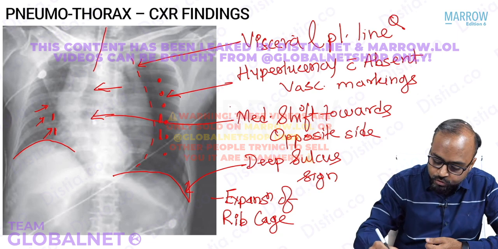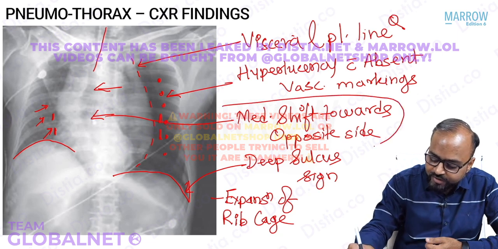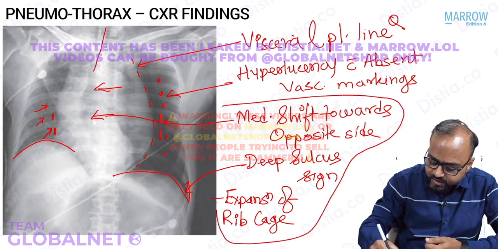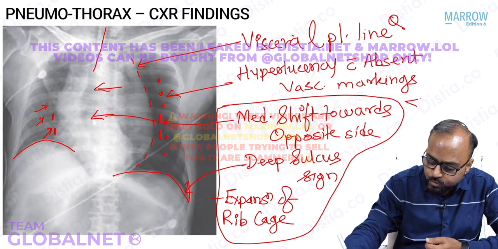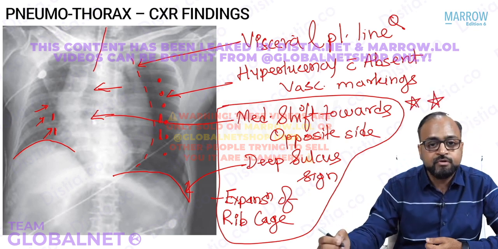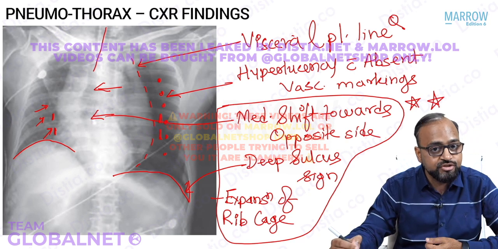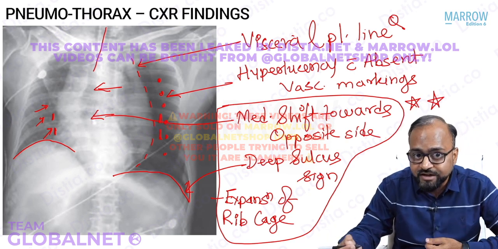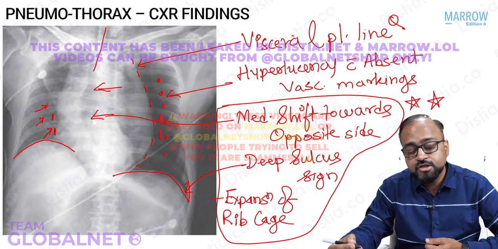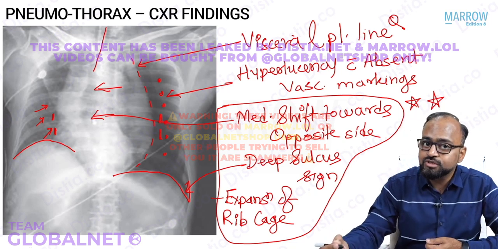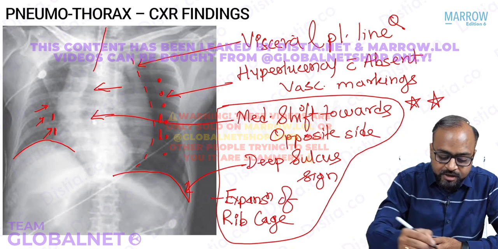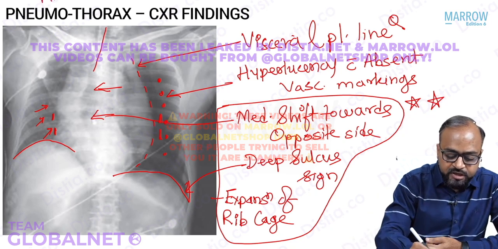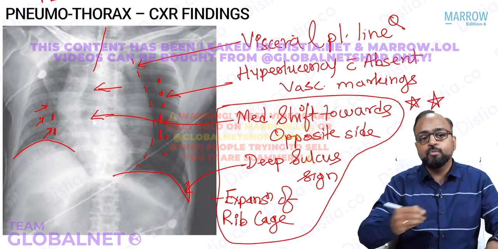Why? Because if you look for them and you find that the last three findings are more prominently seen, then your diagnosis changes. How does your diagnosis change? If the signs of mass effect on the mediastinum, diaphragm and rib cage are more, then the diagnosis is not just pneumothorax, but it becomes tension pneumothorax. Remember, this is therefore important.